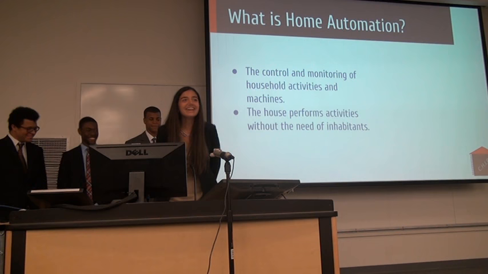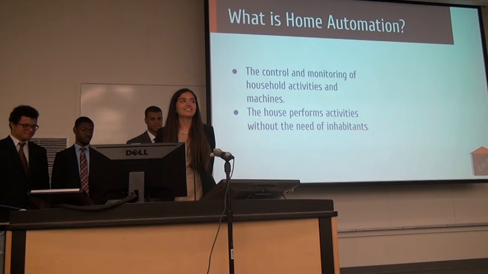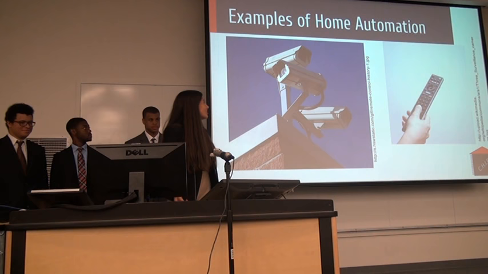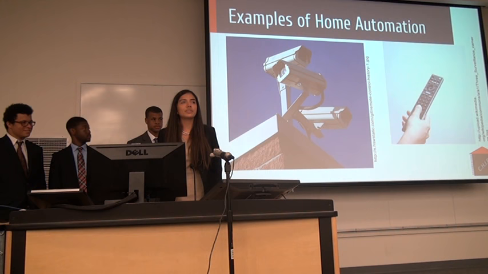So what is home automation? Home automation is the control and monitoring of housing appliances and objects using electronic devices. The goal of home automation is for the house to perform activities on its own. Here we have some examples. The picture on the left is a security system which can be used with a motion sensor. The picture on the right is a remote control, which is a single board microcontroller, just like the Arduino, which is the one that we use for our projects.